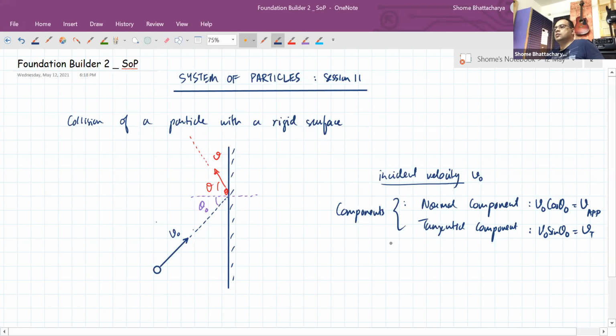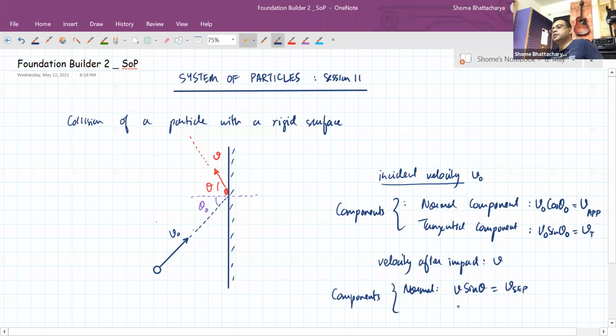So the velocity after impact has components V sine theta, which is the tangential component, and V cos theta, which is the separation velocity.